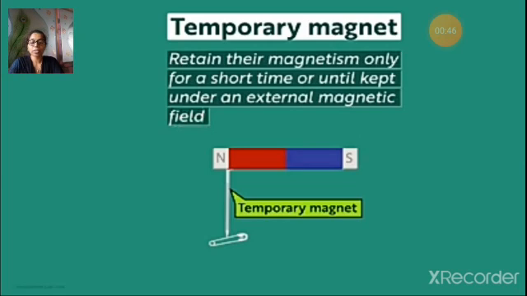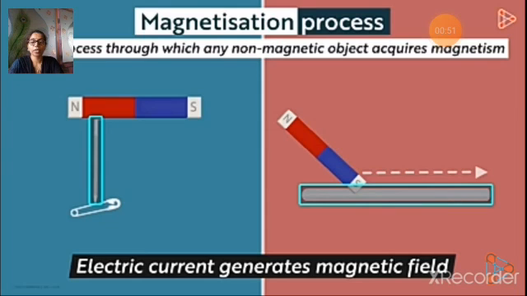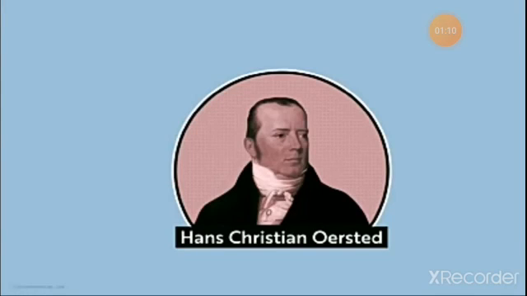Now let us understand how a non-magnetic material can be converted into magnetic material by using electric current. The process of converting non-magnetic material to magnetic material is called magnetization. In 1819, there was a scientist named Hans Christian Ørsted.